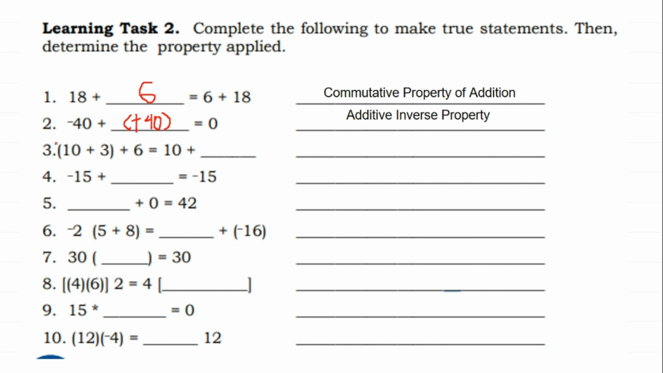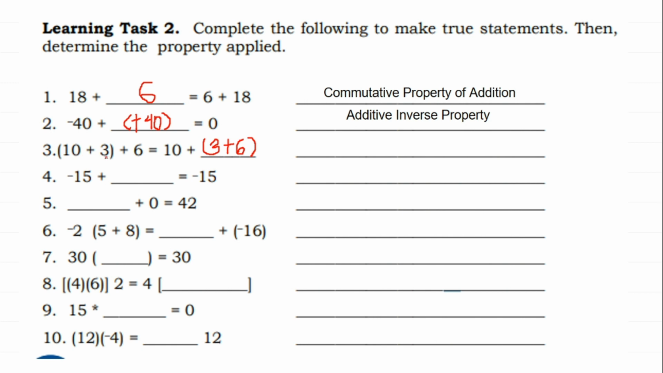Number 3, we have here, nakagroup si 10 plus 3, tapos plus 6 is equal to, so anong nawawala dito sa kabila? Siyempre, yung 3 and 6. Okay? And dito, i-group naman natin si 3 at saka si 6. 3 plus 6. Kung mapapansin natin, we have here the groupings na 10 and 3. Dito naman sa kabila ay 3 at saka 6. Tingnan natin kung makakakuha tayo ng same na answer.